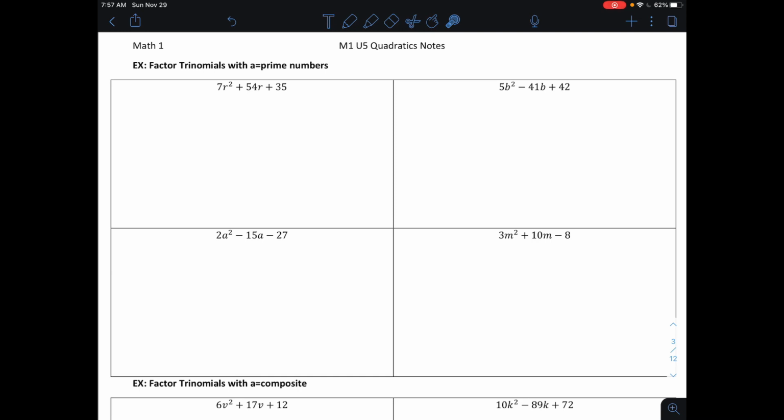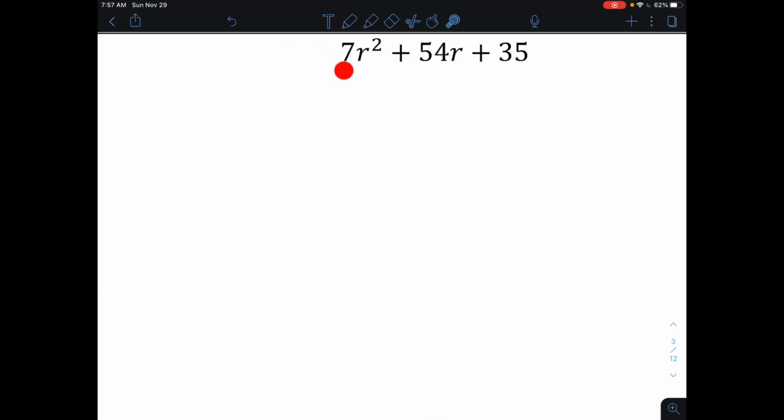Let's start with the one on the top left. All right, so I want to factor 7r squared plus 54r plus 35. Now, Option one is to work at trying to come up with a list of possible factors. See, our goal is to figure out how to break this up into two sets of parentheses that multiply together. Now, here's the thing, I have to figure out how to make 7r squared.